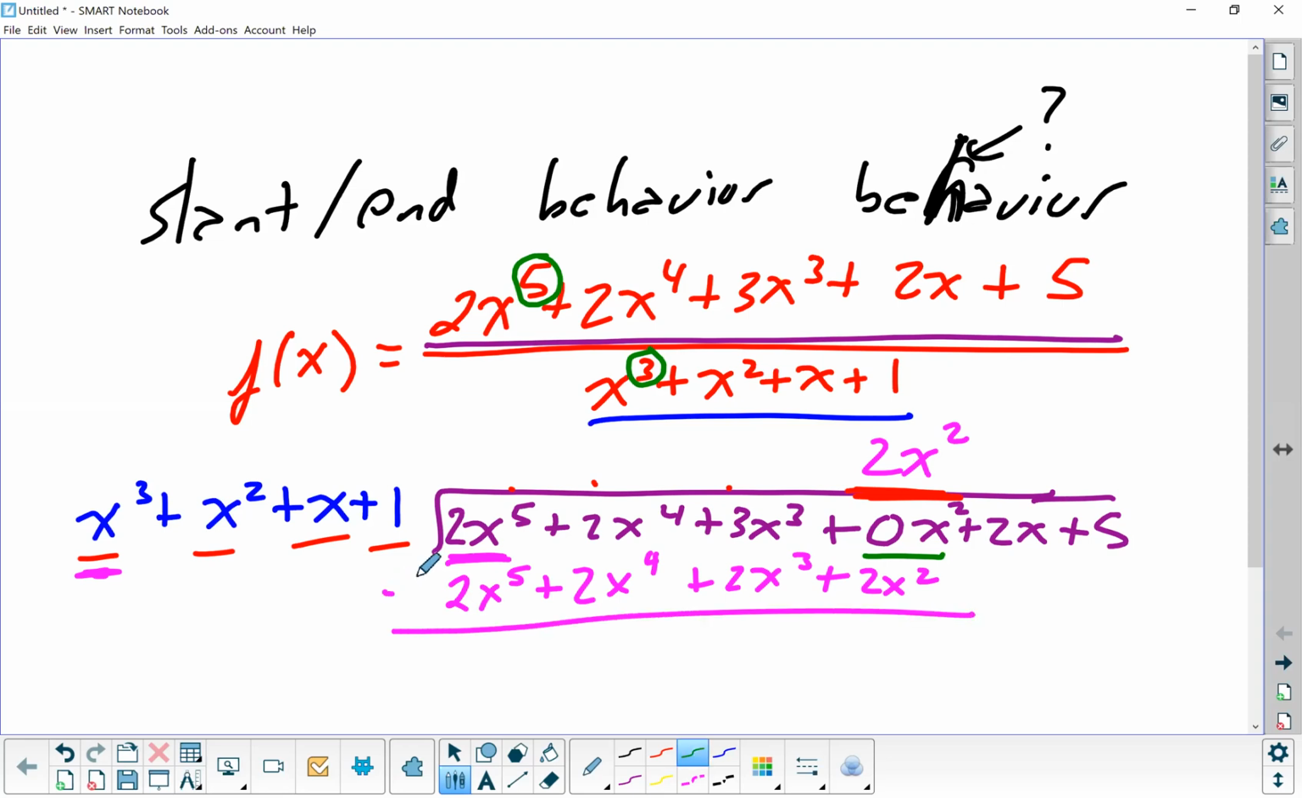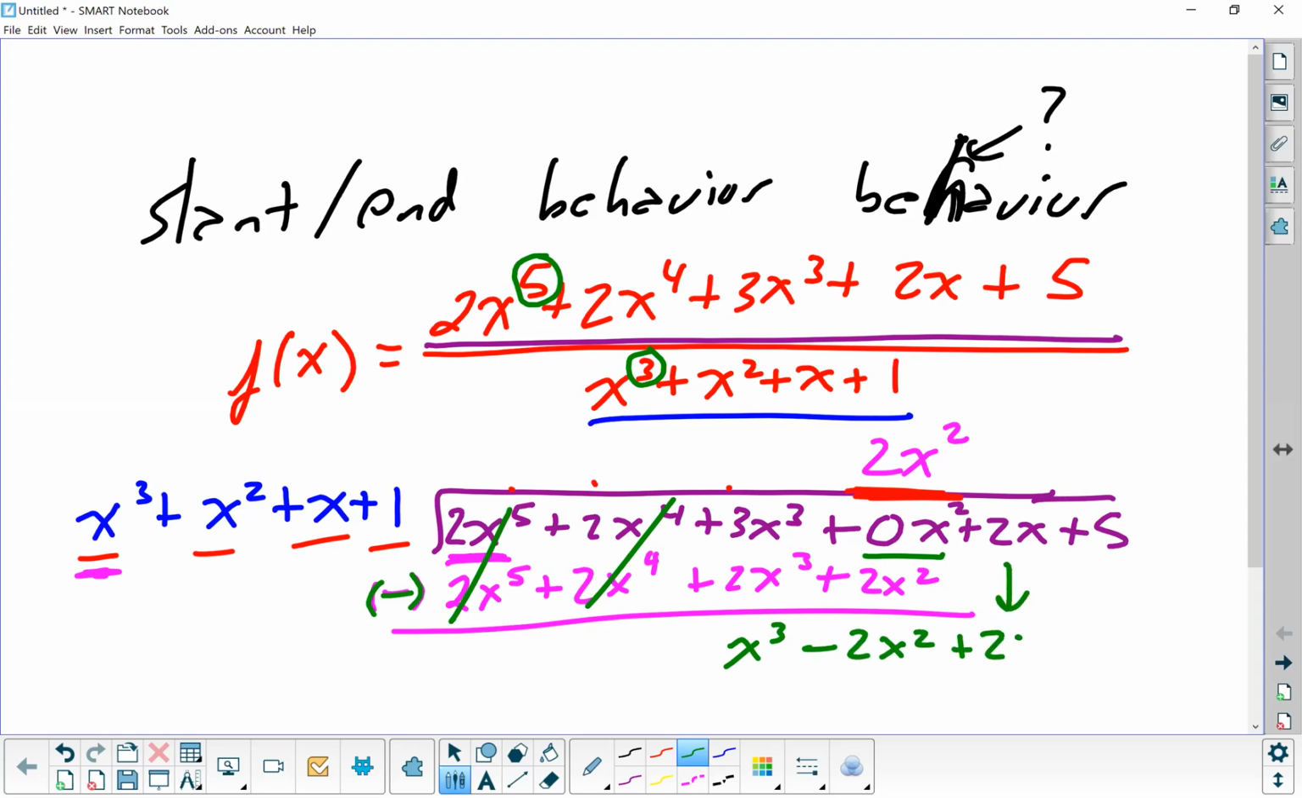I want to subtract these. So note, I'm going to go 2x to the fifth minus 2x to the fifth. Those cancel. 2x to the fourth minus 2x to the fourth. Those also cancel. That made it nice. And then 3x to the third minus 2x to the third is going to give me just x to the third. 0x squared minus 2x squared is going to give me minus 2x squared. And then I'm going to bring down my next two terms.